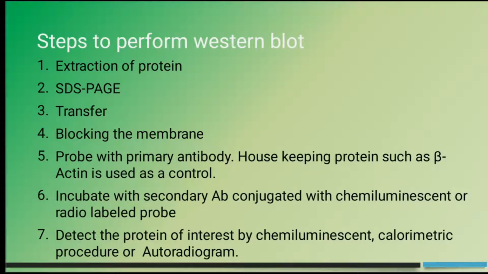Then the membrane is incubated with secondary antibody. The secondary antibody recognizes the primary antibody. At the same time, it is conjugated with certain chemiluminescent substances or enzymes or radiolabeled probes. Finally, after washing, the unbound secondary antibodies are washed out, and the secondary antibody bound to the primary antibody, which is tightly interacting with the protein of interest present in the membrane, is indirectly detected by chemiluminescent or colorimetric procedure or by autoradiography.